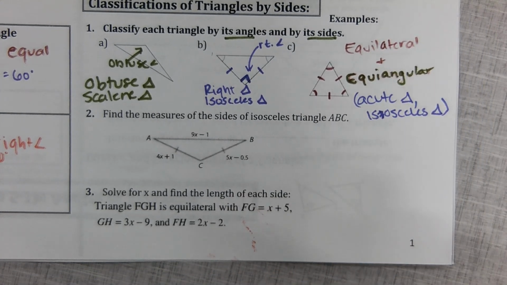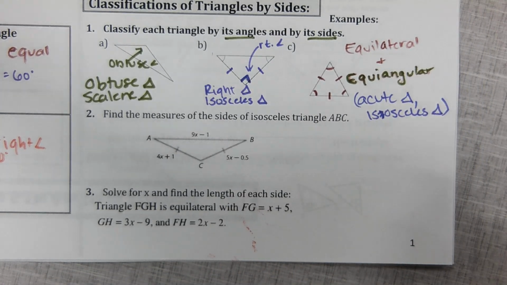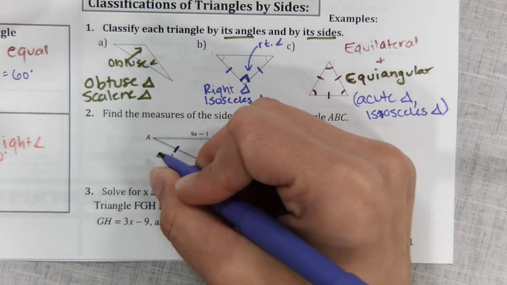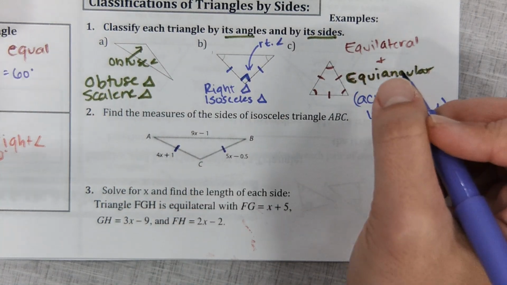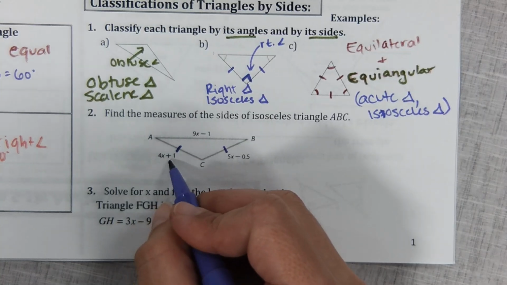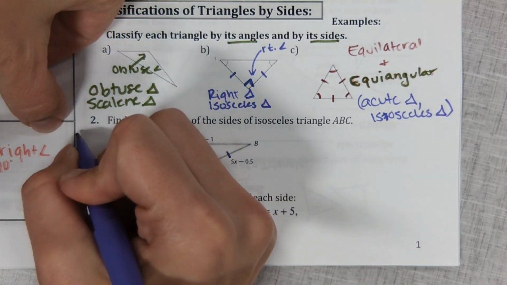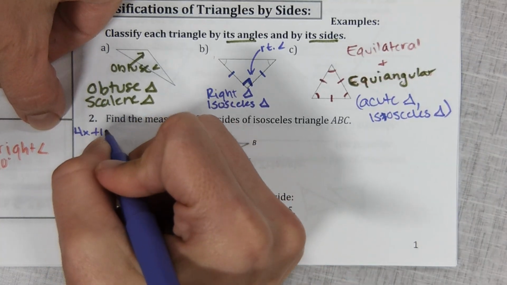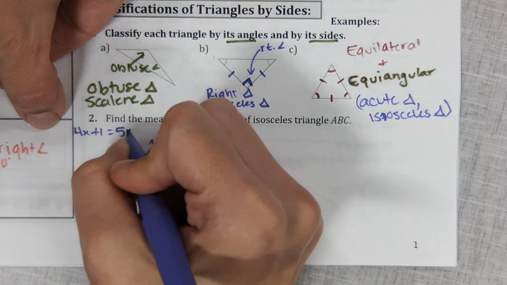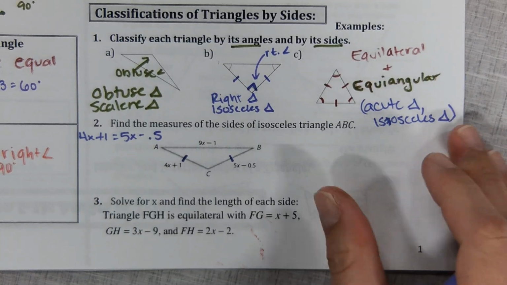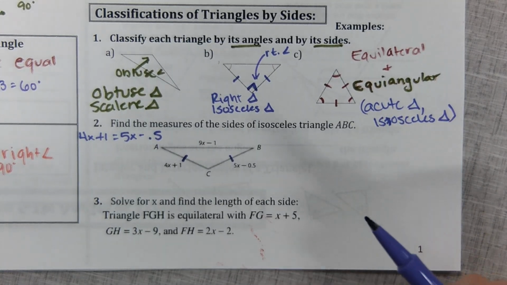Then number 2, they're going to have us do a little bit of solving. It says find the measures of the sides of the isosceles triangle ABC. So isosceles means that two sides are the same, which they are. It wants to find the length of each of the sides. What we can do to find x is, since these two are equal, we can set those equal and solve for x. So we can put 4x plus 1 equals 5x minus 0.5 and solve for x. And then once we have x, we can plug it in to find each side length.